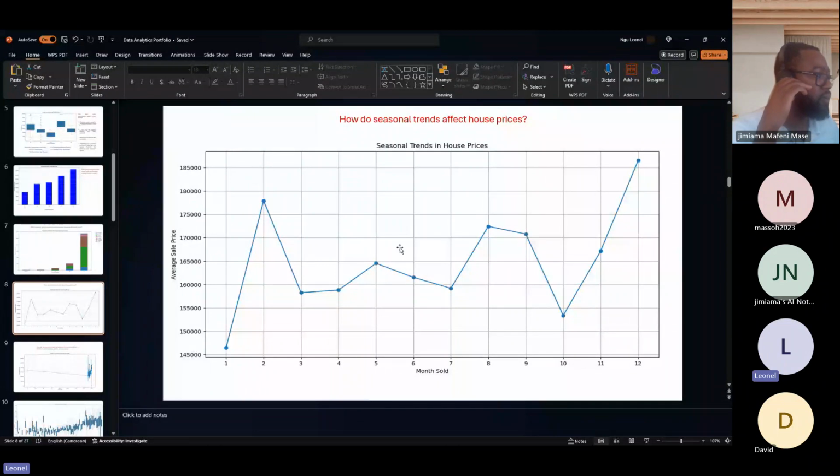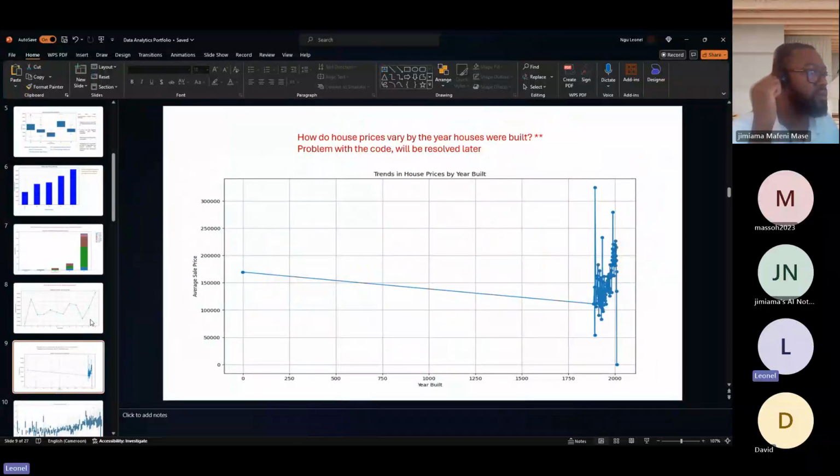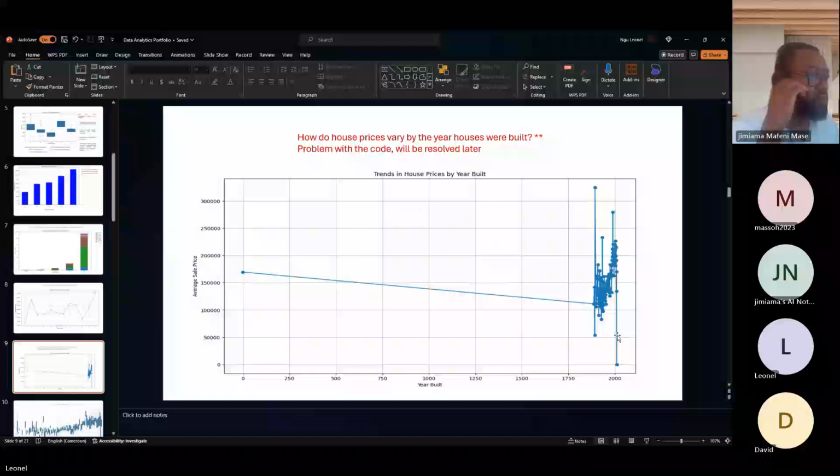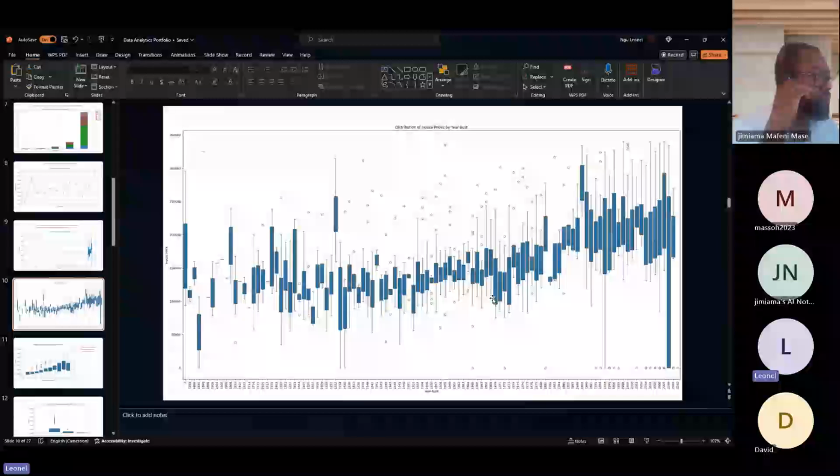The fifth business question was, how does price vary by the year the houses were built? Now this plot has an issue which needs to be resolved later, so I think we are going to skip this because, as you can see, nothing here can give us a clear insight on the information we want to analyze. So we can skip these ones.